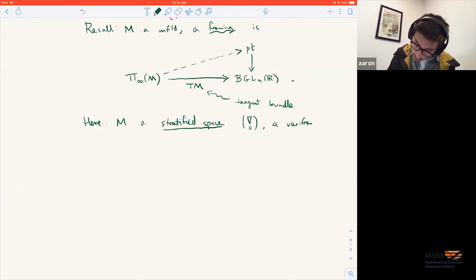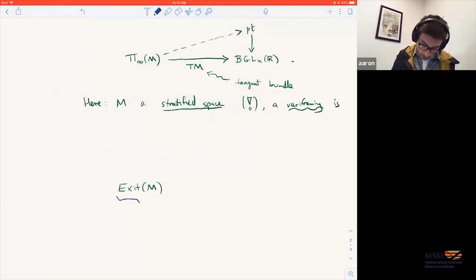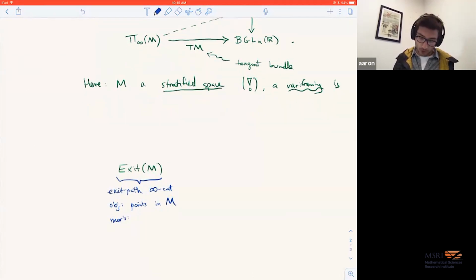a veriframing is, well, there's a replacement, first of all, for the fundamental infinity groupoid called Exit of M. So this is the exit path infinity category. Its objects are points in M, and its morphisms, this is a heuristic description, it's also a subtle technical point to define this, are exiting paths.